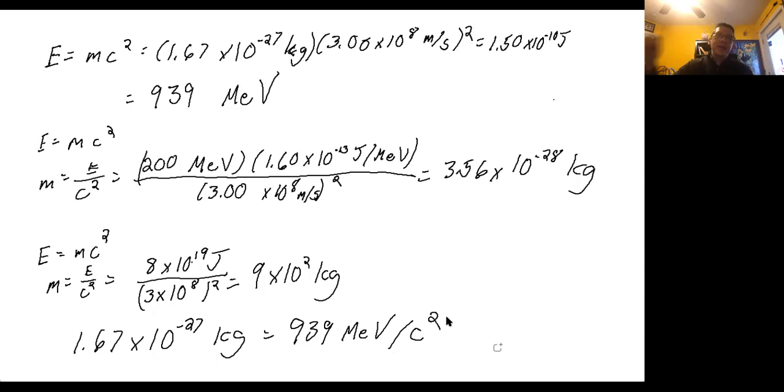So basically, you take the mass in kilograms, you multiply that by c squared to get joules, you divide by 1.60 times 10 to the negative 13 to go from joules to mega electron volts. And then that's the energy in terms of mega electron volts, but you can also write the mass as 939 mega electron volts divided by c squared. And so sometimes you'll see it written this way.